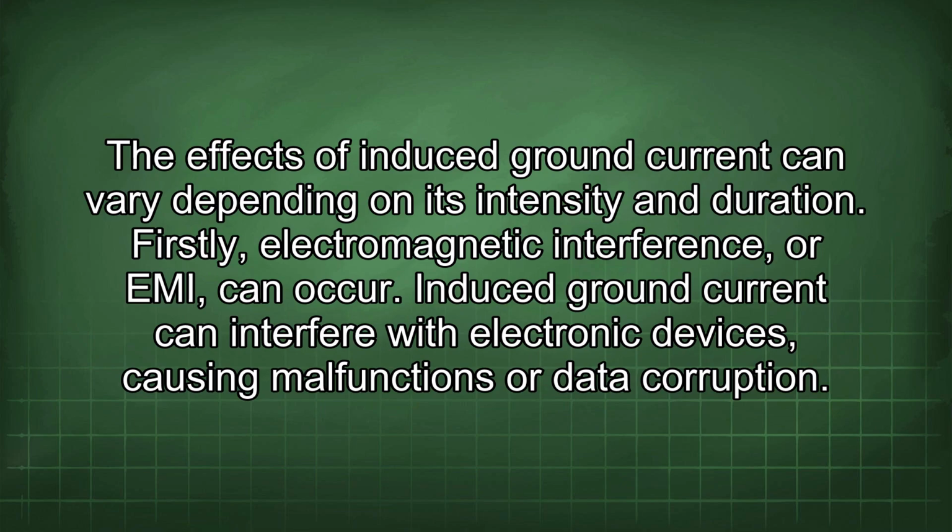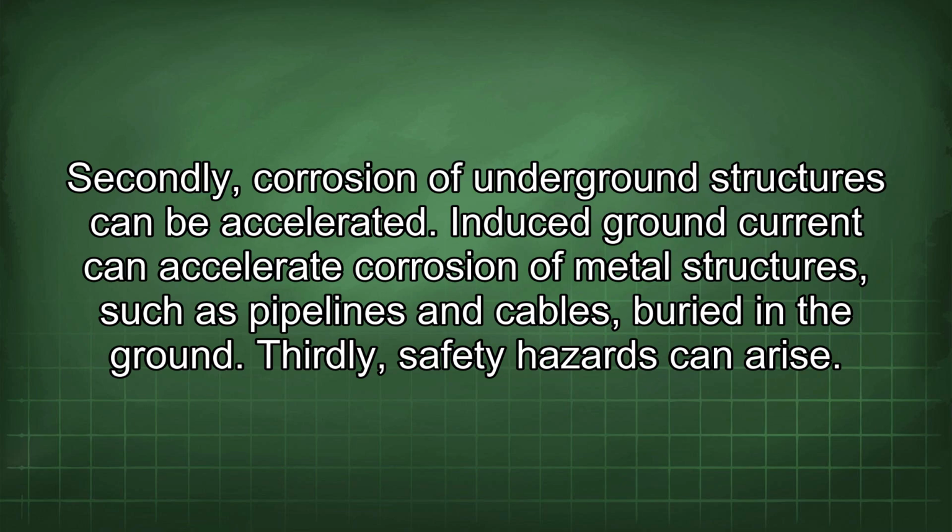The effects of induced ground current can vary depending on its intensity and duration. Firstly, electromagnetic interference, or EMI, can occur. Induced ground current can interfere with electronic devices, causing malfunctions or data corruption. Secondly, corrosion of underground structures can be accelerated. Induced ground current can accelerate corrosion of metal structures, such as pipelines and cables buried in the ground.